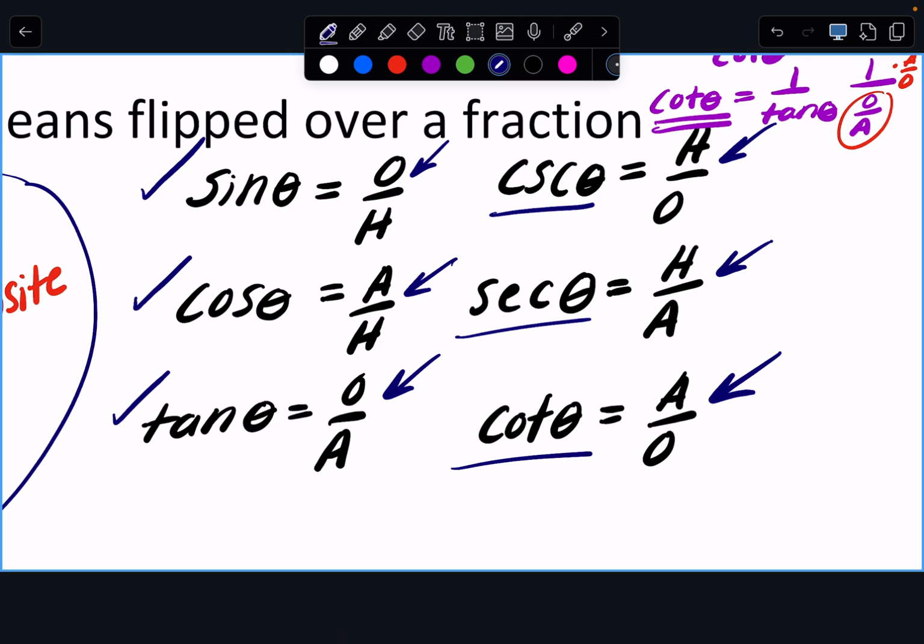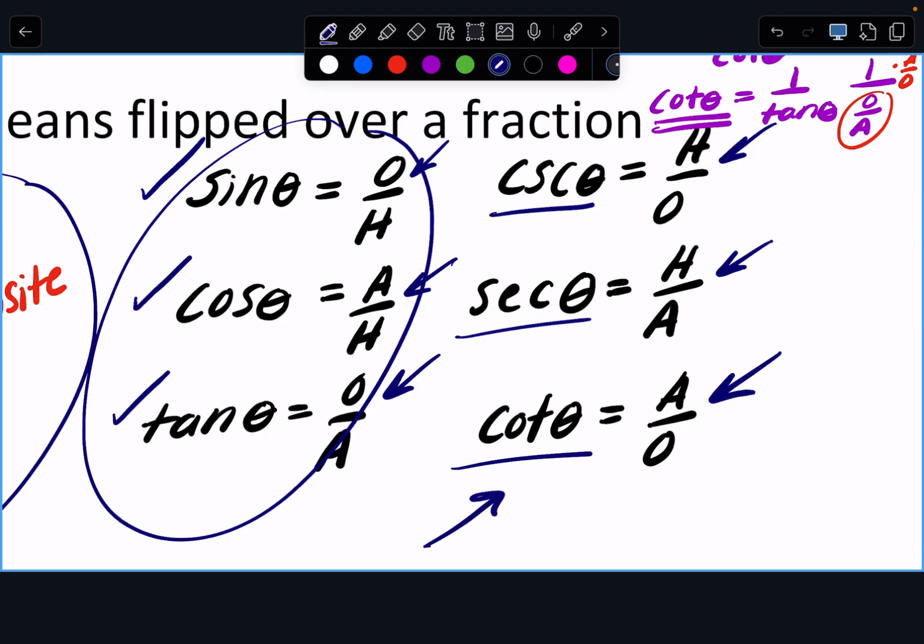Now we have 6 of them. I only use the originals when solving right triangles. I don't use these for that purpose. So, what could these be used for? Well, you're going to see today.